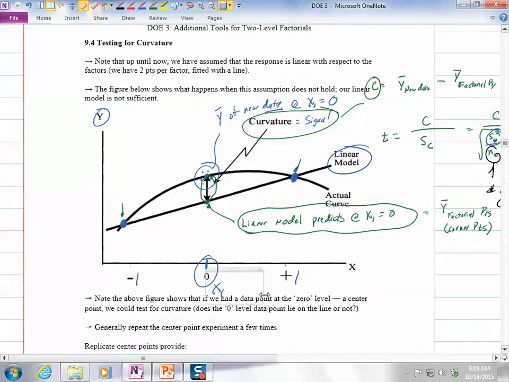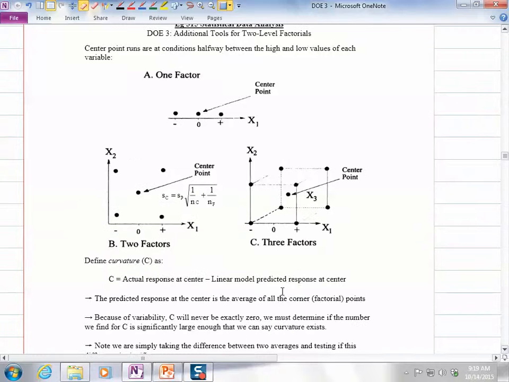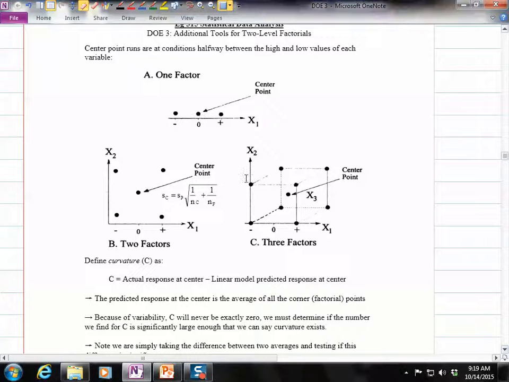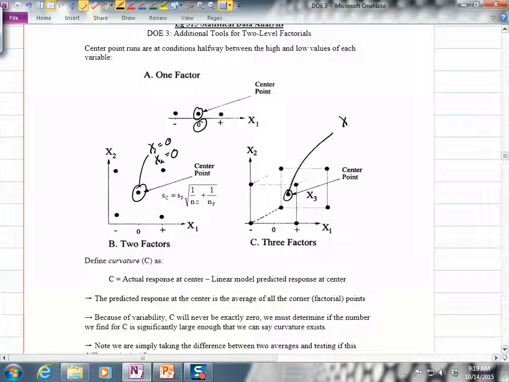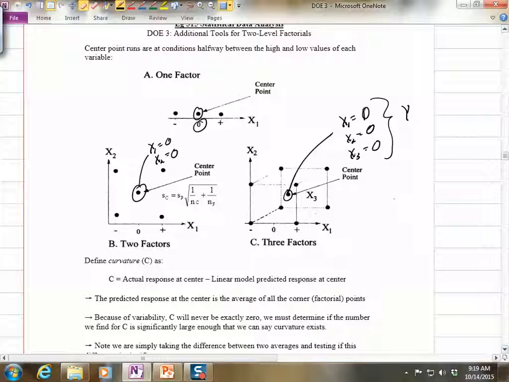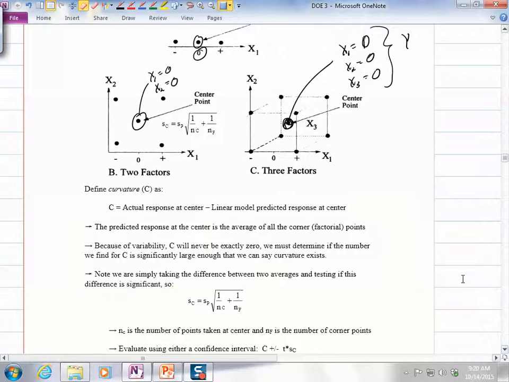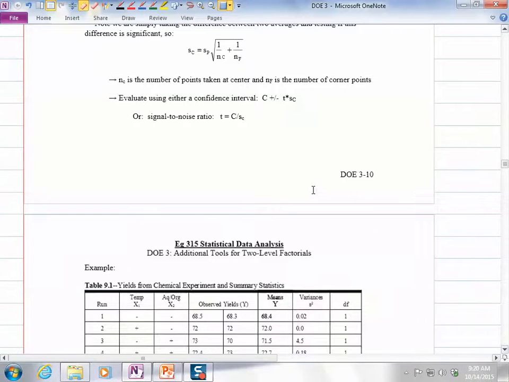Okay. So center points in one dimension, x1 equals 0, so that would be it. The center point for two would be x1 equals 0, x2 equals 0. The center point for 3 is x1 is 0, x2 is 0, x3 is 0. You go do some new experiments and you get some new data at the center. So then we're going to compare all the new data points taken at that location with the average of all those corner points, which would be what our linear model predicts. So all of this stuff here is what we've just talked about.